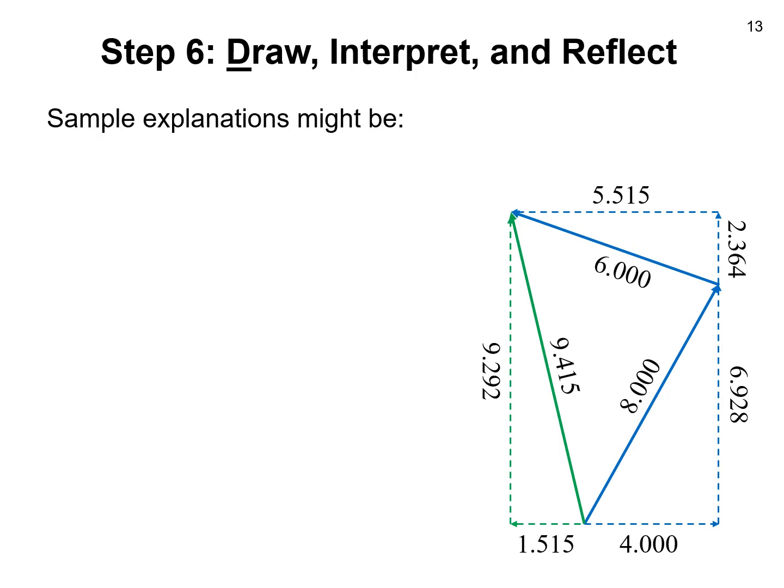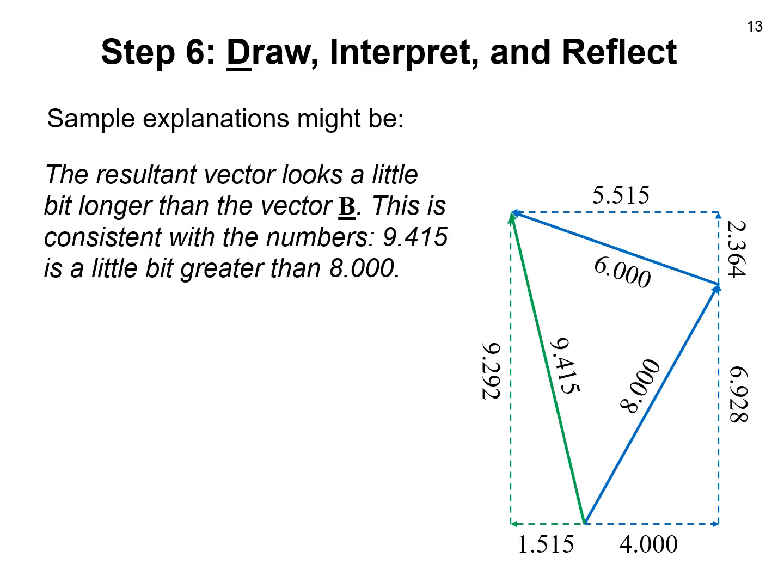And I'll ask you to do a couple of interpretive things. So for example, look at this diagram. Does the answer make sense? And maybe one thing you could say is, well, the resultant vector looks a little bit longer than the vector b. This is because the resultant vector is a length of 9.415, and that was a little bit longer than the 8 of the vector b. So it should be in my diagram that the resultant vector is somewhat longer, but not 2 or 3 or 4 or 5 times longer, just a little bit longer than the vector of 8.